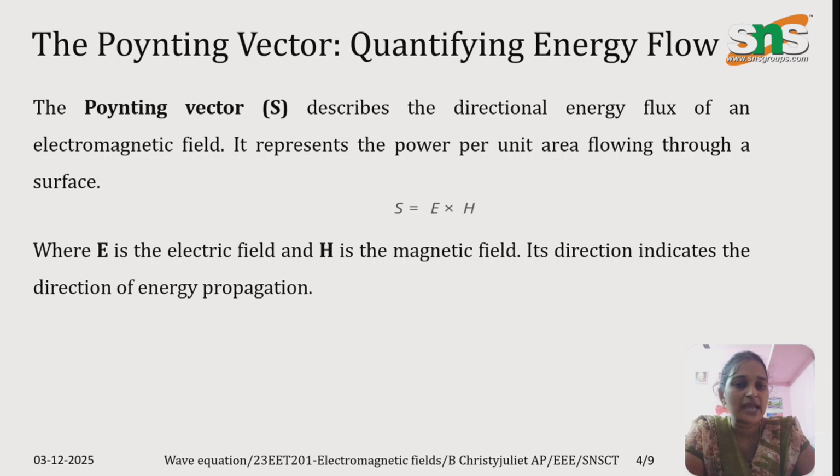Mathematically, it can be expressed as S is equal to E cross H, where E is the electric field and H is the magnetic field. We know that the electric and magnetic fields together comprise the electromagnetic wave. So by taking the product of these two fields, we can get the power of an electromagnetic wave. Its direction indicates the propagation of this energy. So the Poynting vector is a vector whose magnitude gives the power value and whose direction gives the direction of energy propagation.